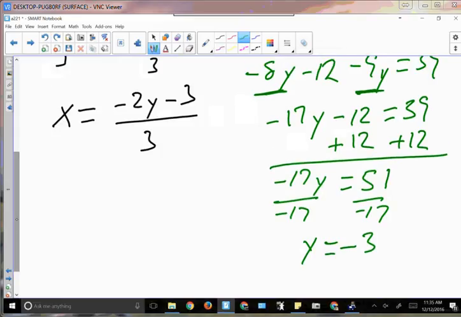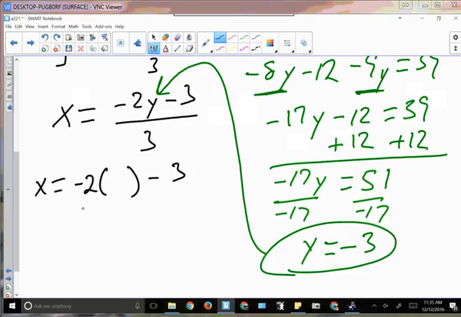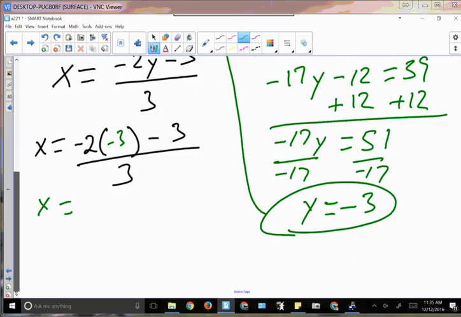So now that I know what y is equal to, I can take this here, put it in over here. So that means that x is going to be equal to negative 2 times whatever that is, minus 3 over 3. So what's y again? Negative 3. So x is going to be equal to, work it out, 6 minus 3 over 3.